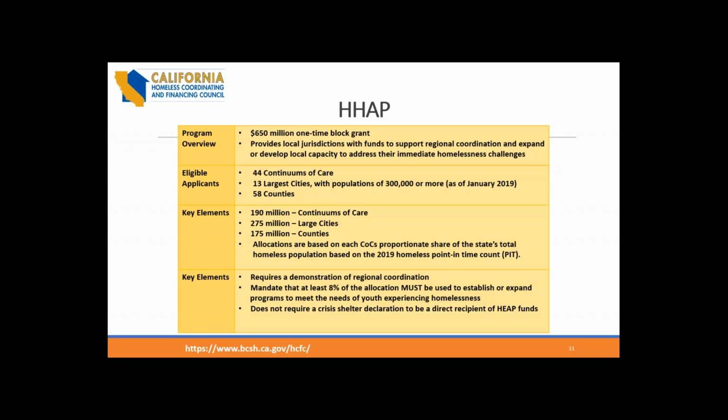As Amy already mentioned, this time 8% must be used to establish or expand programs to meet the needs of youth experiencing homelessness. So again, it speaks to the investment from the administration in our homeless youth. And it doesn't require a shelter declaration. That's been a big question from folks, because HEAP did require that, and HAPP does not.